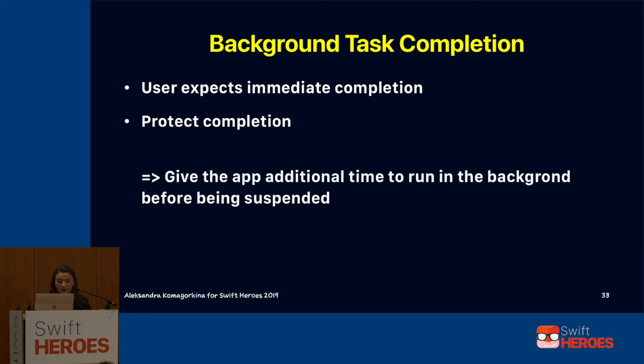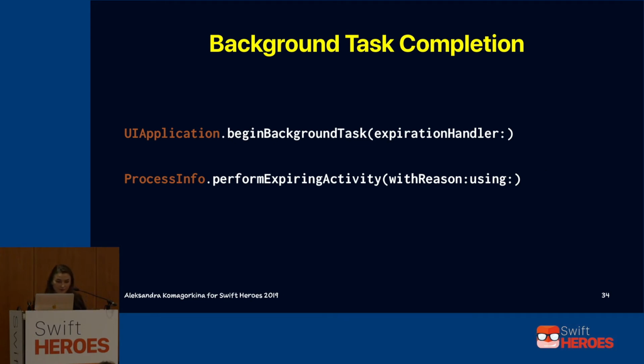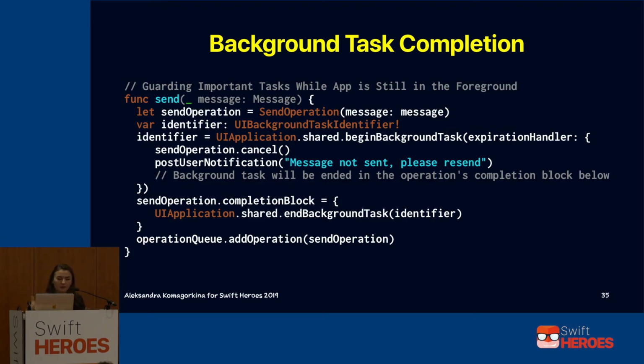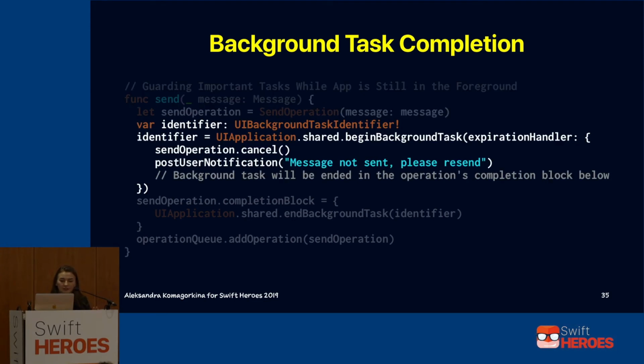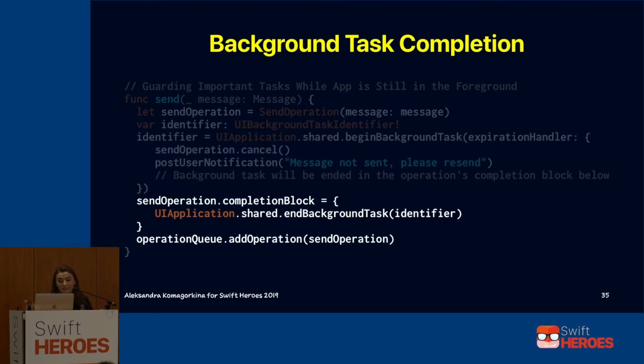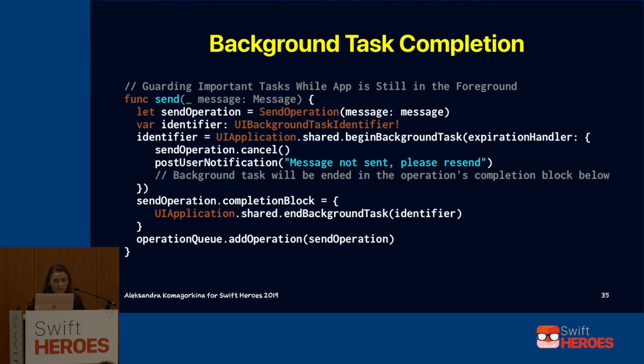And now we will have a look at how we can do it. This is some code for background task completion. We are going to guard important tasks while the app is still in the foreground. We have this send operation, we want to send a message, so we create an identifier here. If our operation is not finished successfully, we need to notify the user: message not sent, please resend. And if it is finished, we don't need it anymore, so you should end it and not notify the user about errors. This is a nice thing to do. You should do it.